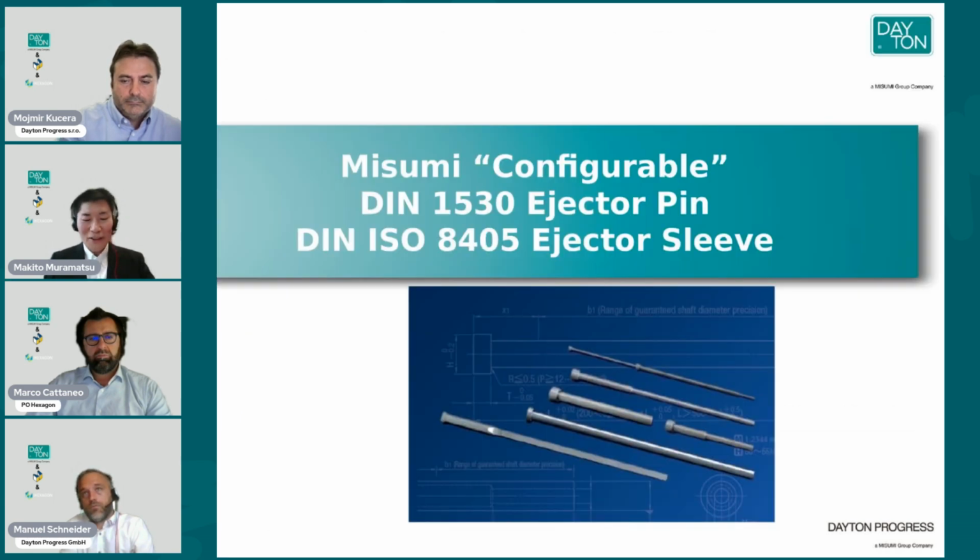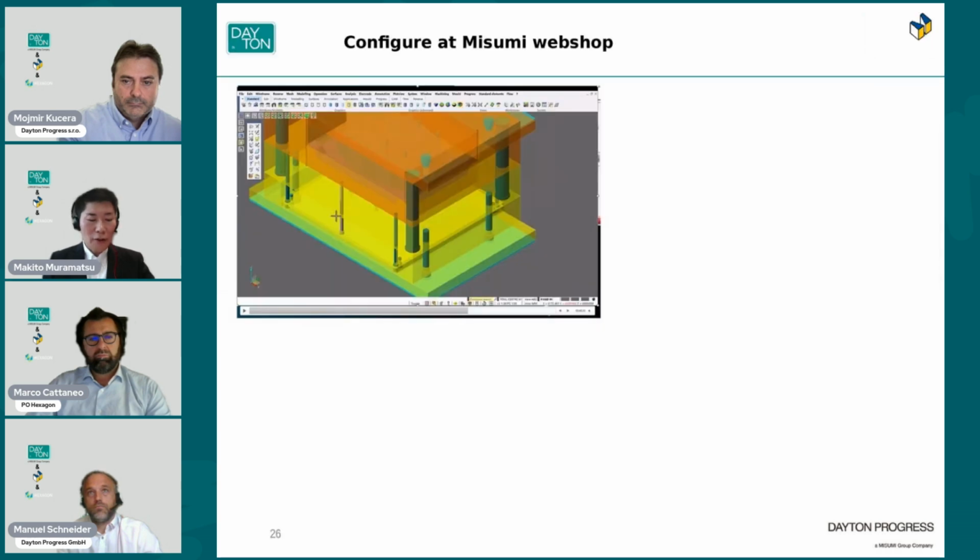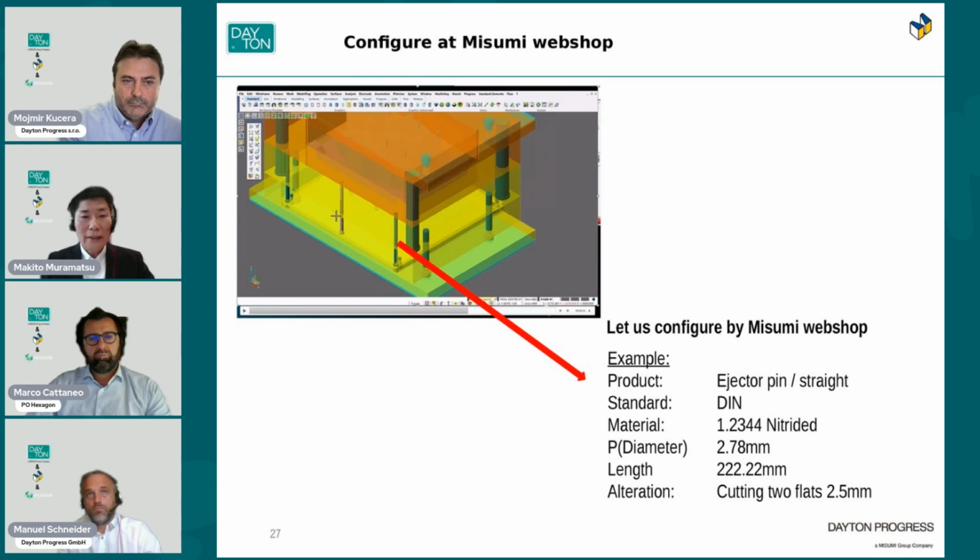Then finally, please let us introduce our title page, Mold Configurable DIN 1530 Ejector Pin and DIN ISO 8405 Ejector Sleeve, now available at our web shop. To demonstrate, please let us configure by MISUMI web shop. Here is an example of ejector pin demand. Let us assume length and diameter is with 0.01 mm increment and with alterations, cutting 2 flat to 2.5 mm.